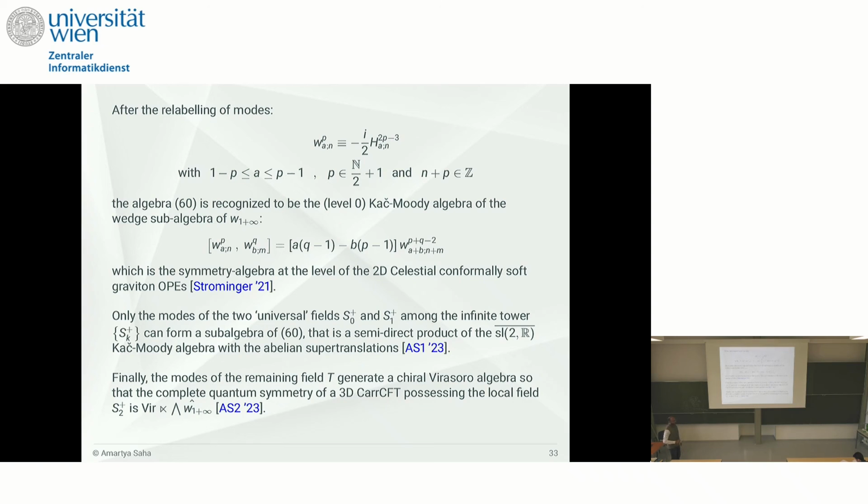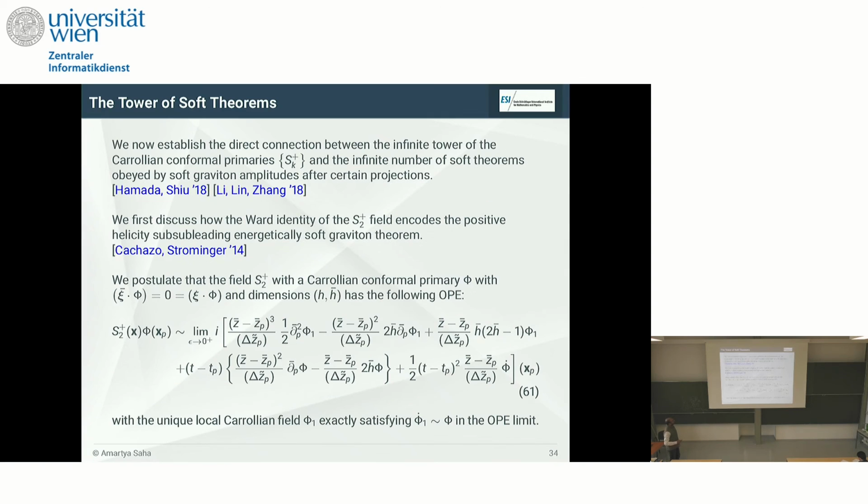And we also have some T fields. The T fields were capturing the equivalent information of the celestial stress tensors. So finally, considering this T field also, the symmetry algebra is obtained to be the semi-direct product of Vir and the wedge algebra of the Kac-Moody algebra of the wedge algebra of W1 plus infinity. And now, how to relate them with soft theorems?